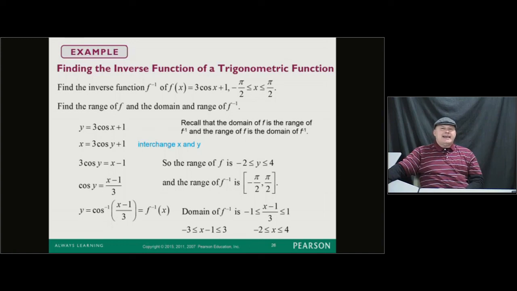So x had to be between negative pi over 2 and positive pi over 2 just to get this ball rolling. Because if it wasn't, then we would never have been allowed to take the inverse cosine to begin with. But anyway, making that between negative pi over 2 and pi over 2 gave us the range of the inverse automatically.